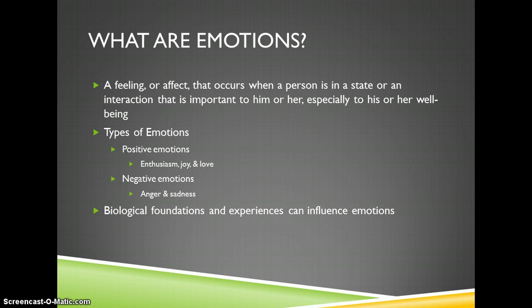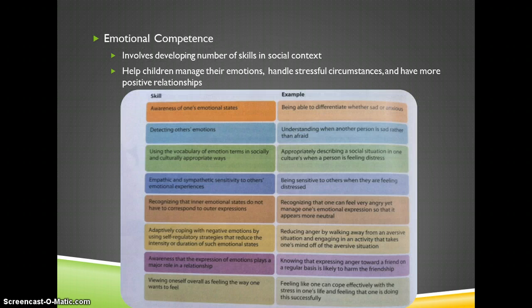Children's experiences can help influence their emotions. To become emotionally competent, a child has to develop a number of skills in social contacts. This helps children manage their emotions and handle stressful circumstances more effectively and have more positive relationships. Here's a chart from our book found on page 292. It shows some skills and examples of those skills.